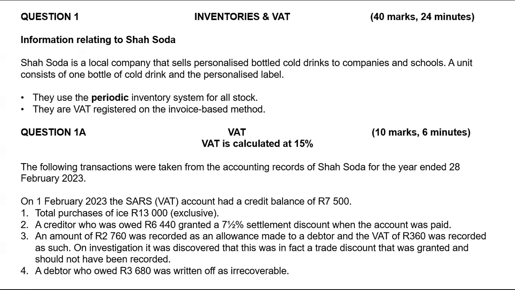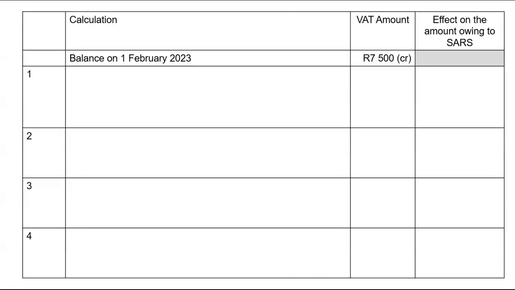The total purchases of ice was 13,000 rand exclusive. When they say it's VAT exclusive, it means VAT was not included. So that 13,000 is at 100%. Note that in all of these questions, you're not interested in anything except VAT. So we need to calculate VAT on that 13,000. Since it's VAT exclusive, you take that 13,000 rand, multiply it by 15 and divide it by 100.